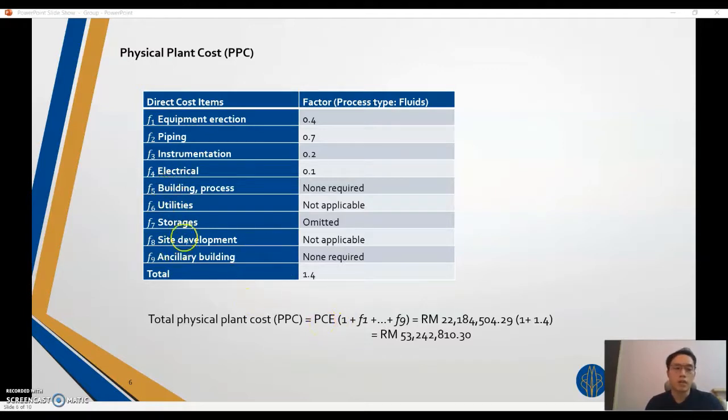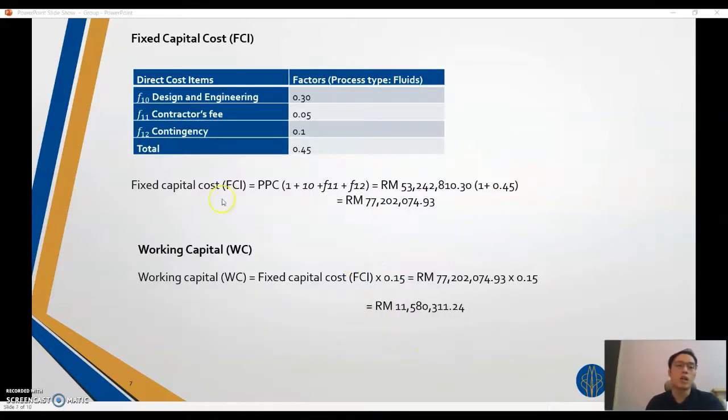As we can see, F5 to F9 is not considered because our flue gas treatment facility is just an addition to the existing plant. And the PPC that we get is 53 million. Next, to calculate the fixed capital cost, we take the PPC value previously and multiply it with some direct cost factors for construction as shown in the table here, and we get an FCI of 77 million in total.